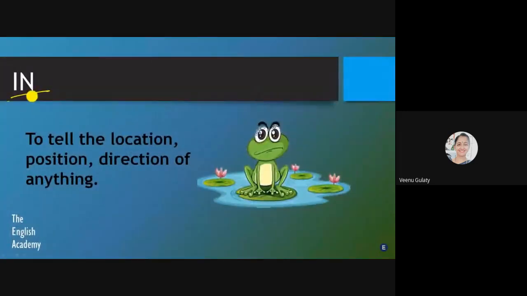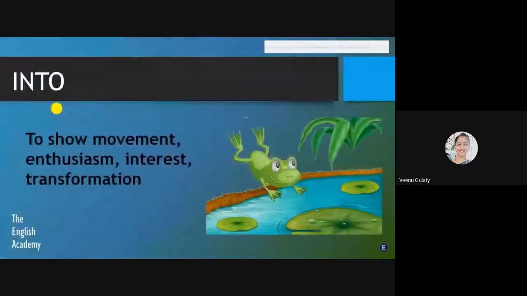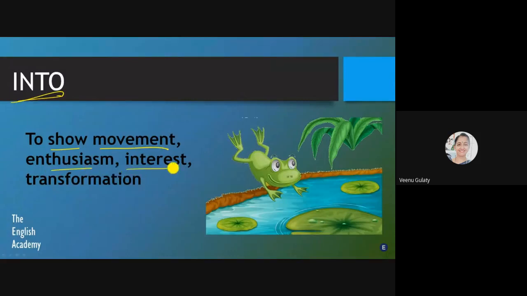Next, let's talk about in. In is used to tell the location, position, and direction of anything. For example, the frog is sitting in the pond. Into is used to show movement, enthusiasm, interest, and transformation of anything from one thing to another, from one state to another. Like the frog is jumping into the pond.